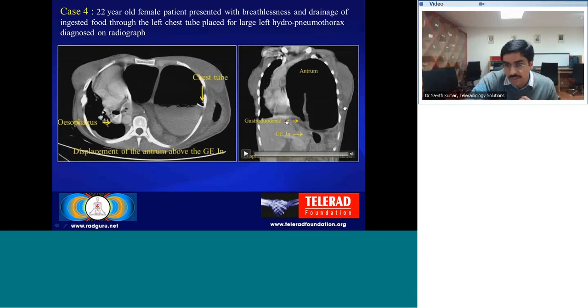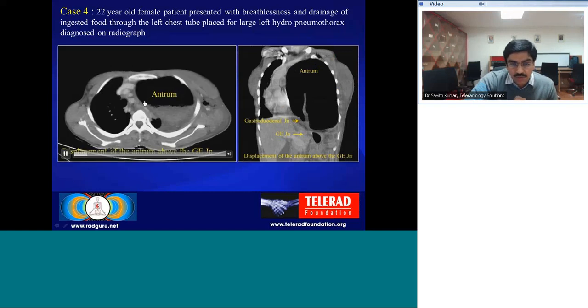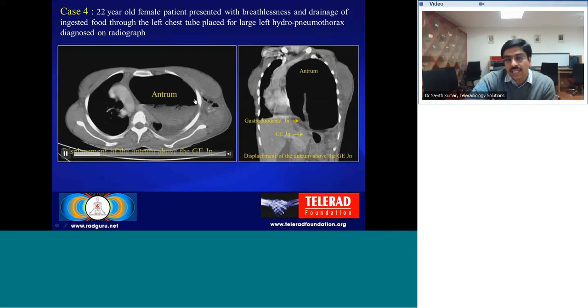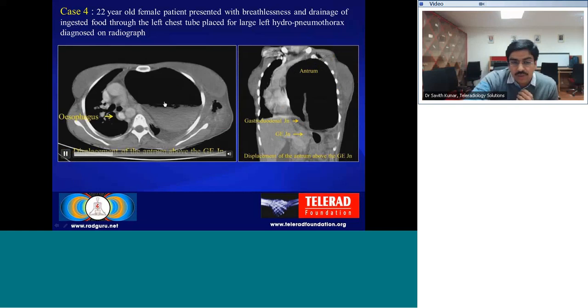So this is the coronal image. We see the stomach is distended and completely occupying the left hemithorax. Contralateral shift of the mediastinum. It is a vertically oriented stomach with the antrum on top, the gastroesophageal junction down below the level of the gastroduodenal junction. So let's see the same images. So the antrum of the stomach, which is reaching up to the apex of the hemithorax.